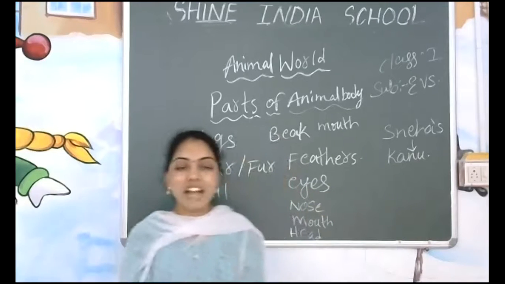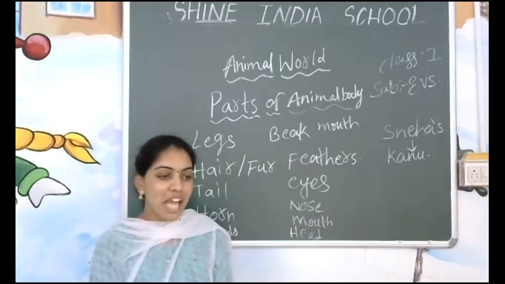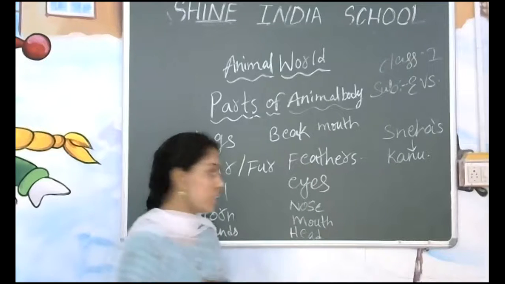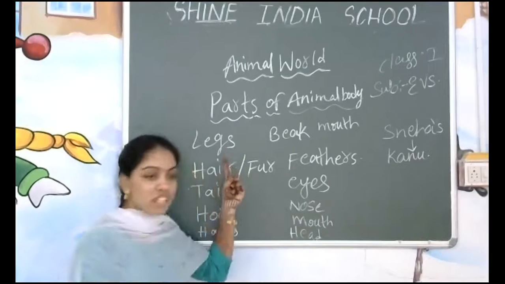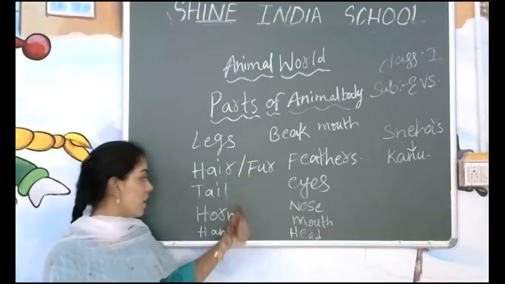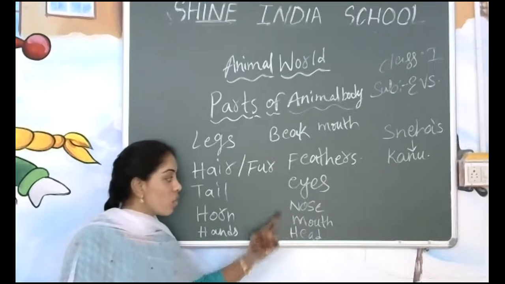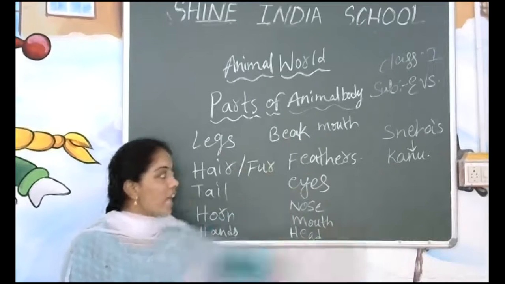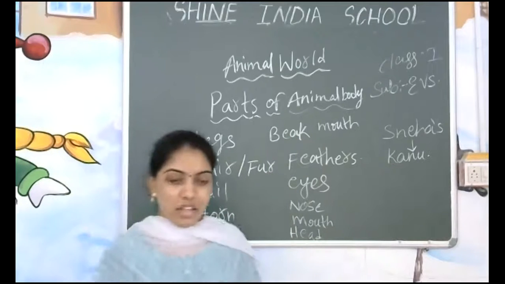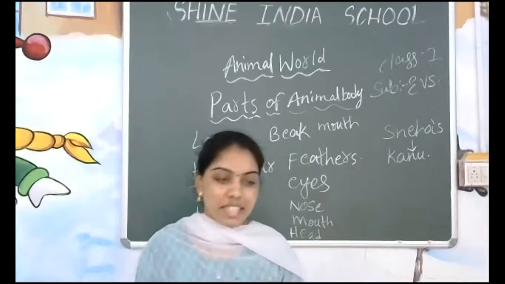Up to now, we have discussed the body parts of the animals as well as the bird. You can see legs, hands, fur, tail, horn, feathers, eyes, nose, mouth, head, and beak. Yes. We have discussed all these things.